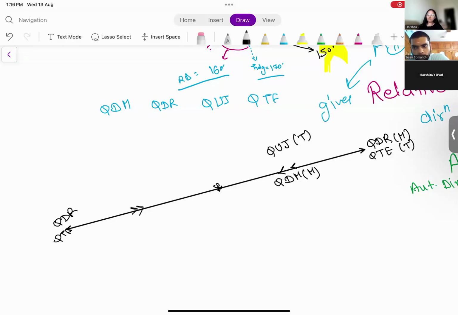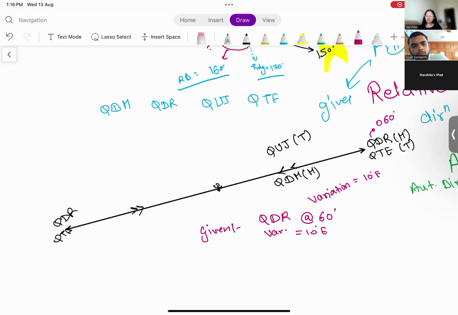If I say, in this case, the QDR is 060 degrees with a variation of 10 degrees east. Given is QDR, which is 60 degrees, variation, which is 10 degrees east. You have to find QTE, QDM, QUJ. Can we find the value of the other if one is known?